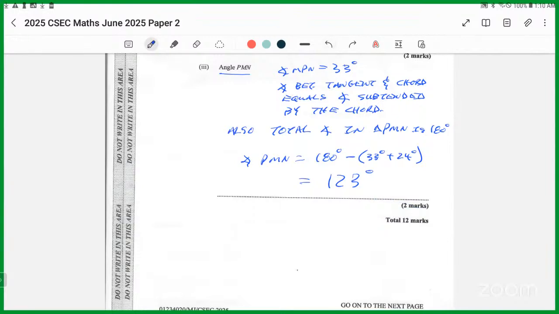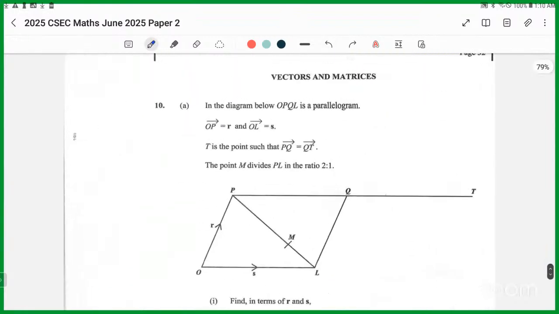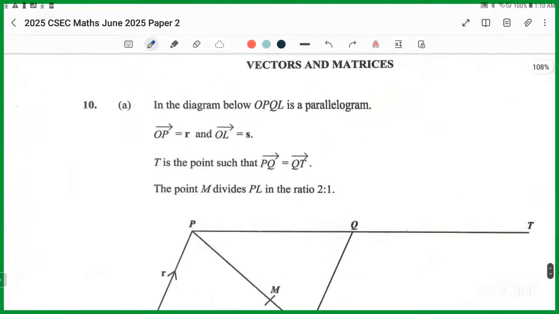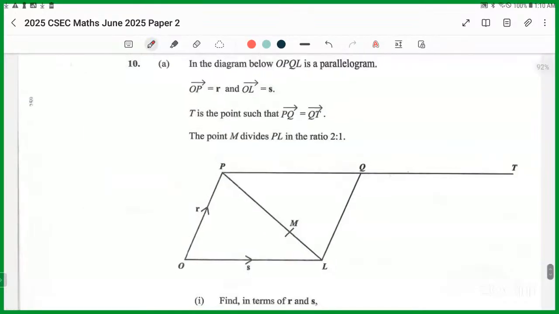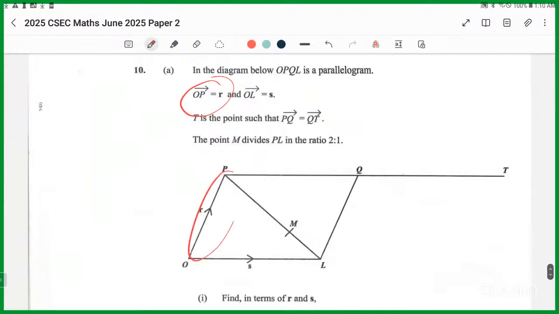One question to go. Let's go. In the diagram below, OPQL is a parallelogram. Like parallelogram questions in vectors, I know right off the bat that opposite sides are equal vectors. So OP is R here, and this over here is also R. We can populate the diagram. This vector across here is S, so the vector here is also S.